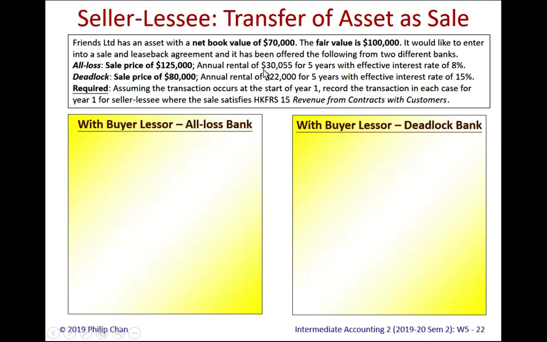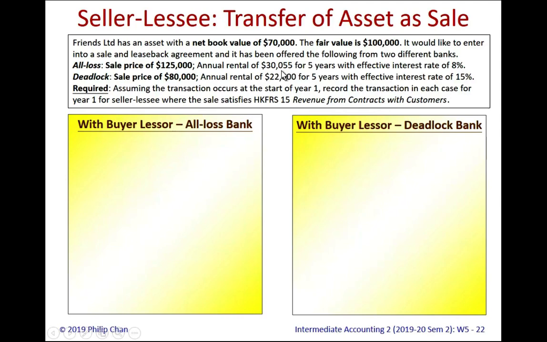Sales prices are different, annual payments are different, discount rates are different. The requirement is exactly the same: you're preparing entries for the seller-lessee. Okay, now let's look at the first one, for All Loss. Sales price is 125,000, annual rental 30,055, 5 years, effective rate 8%.